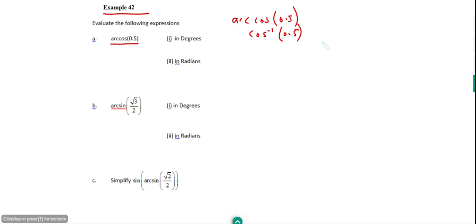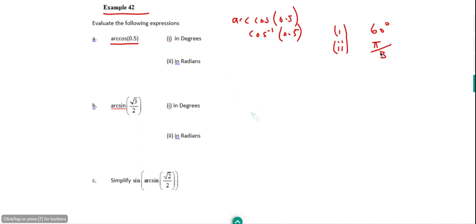So when you put that into your calculator, in degrees, you'll get 60 degrees. And when you put that in your calculator in radians, you'll actually get pi by 3.